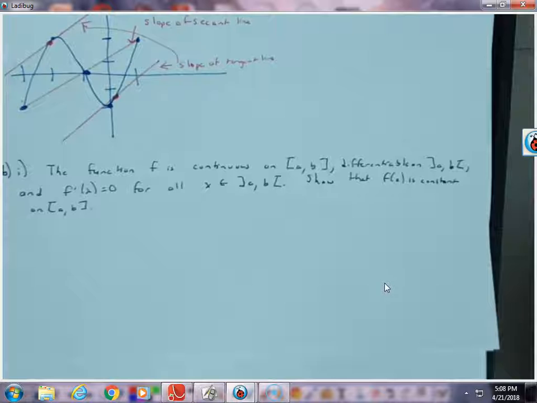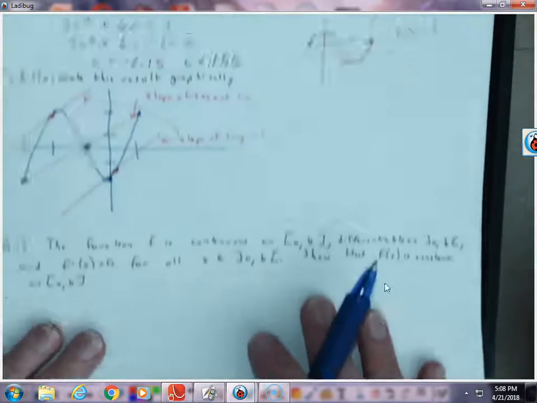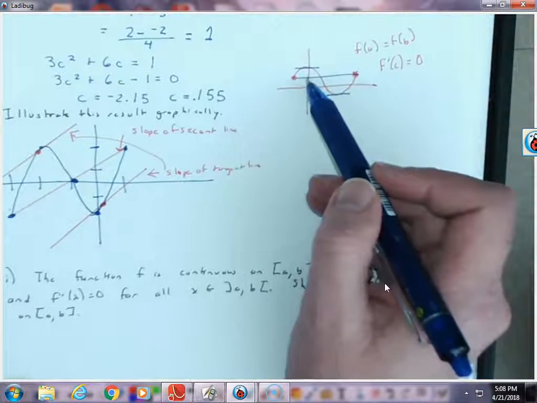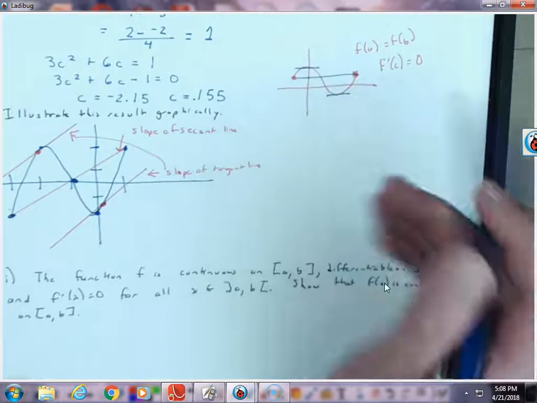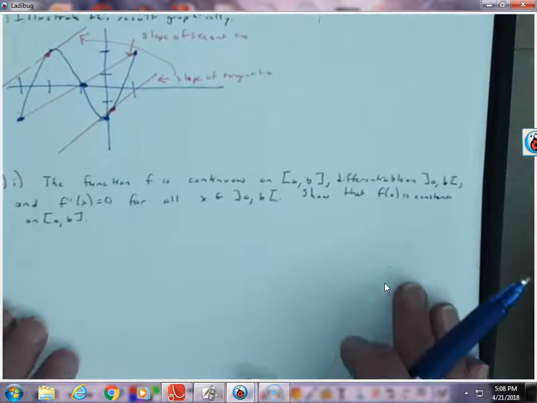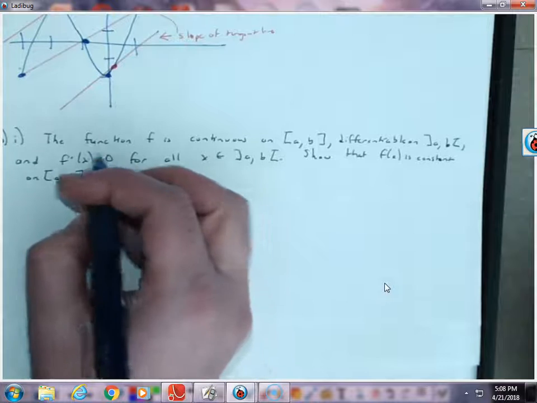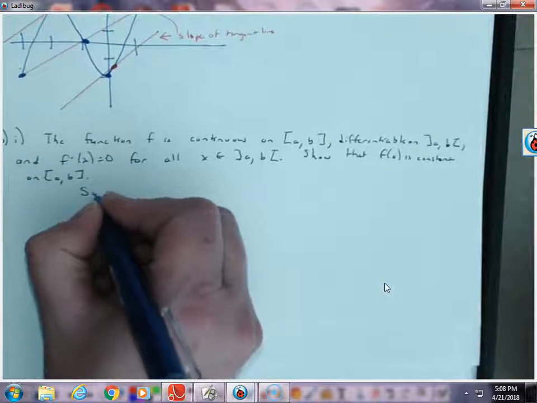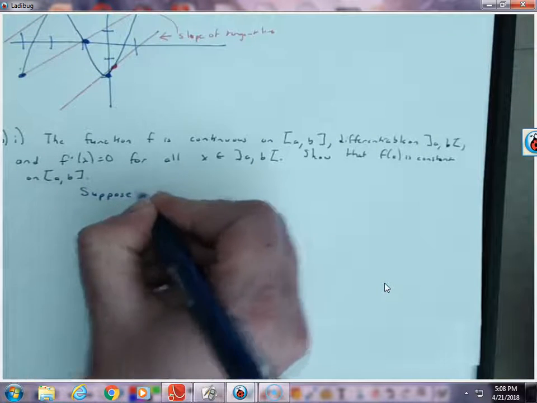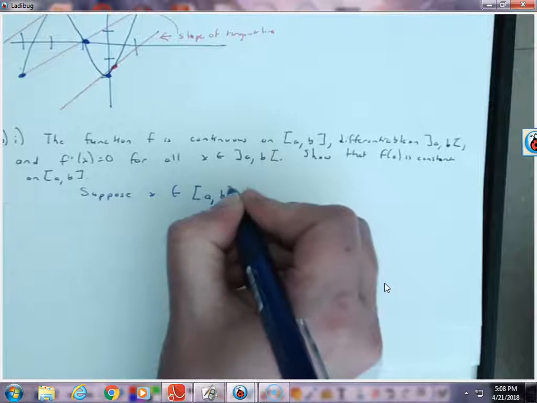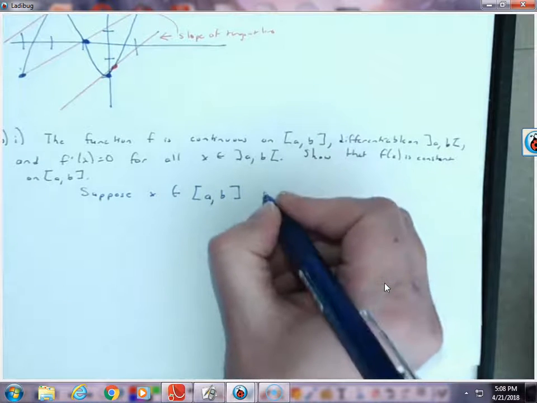If the slope is 0 the entire time, then the function must be a constant. Okay? So here, the function wasn't a constant, but the slope wasn't 0 the whole time. That was just the slope of the secant line and the slope of the tangent line at a couple of points. Basically what they're going to have you do is suppose that you have some x that's in the interval. Somewhere, x is an element of the interval.